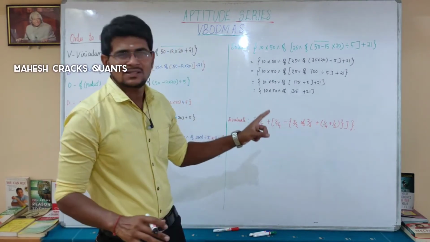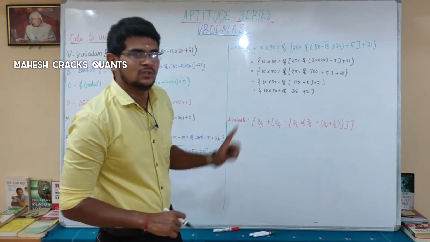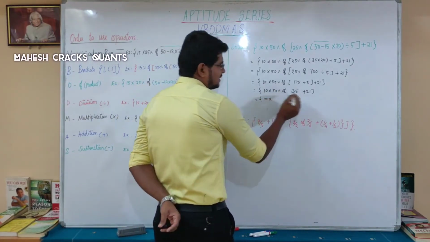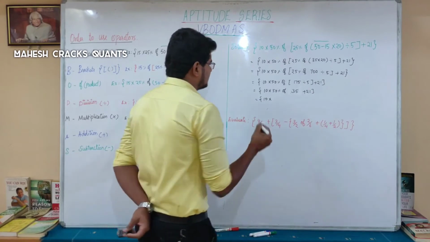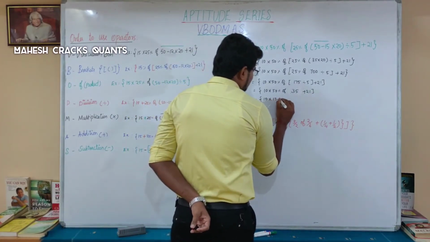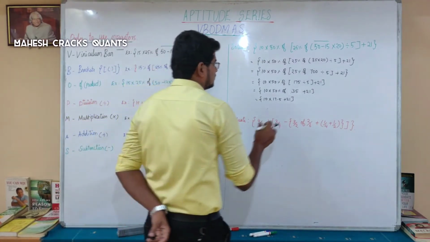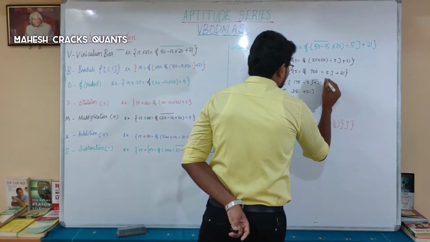What will you do? Plus, or "of", or multiplication? You have to do "of", which is nothing but percentage. 10 into 50 percentage of 35. Half of 35, what will you get? 17.5 plus 21. Now what will you do? Multiplication or... Sorry, this is the curly bracket, right? Yeah.